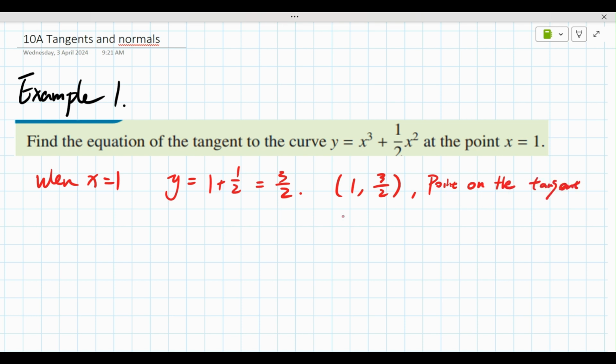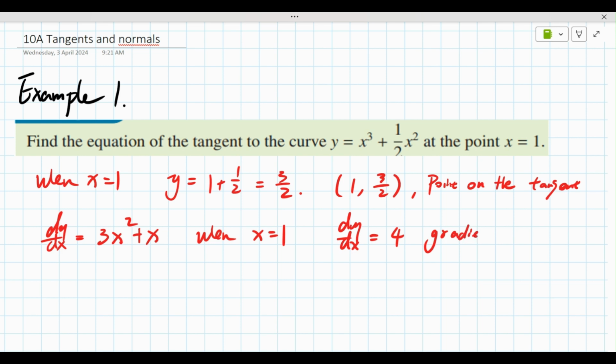Once you know that, we can start with dy/dx. So dy/dx equal to 3x squared plus x. This is the gradient of the tangent. When x equal to 1, dy/dx equal to 4. The 4 represents the gradient of the tangent. And this is very important.